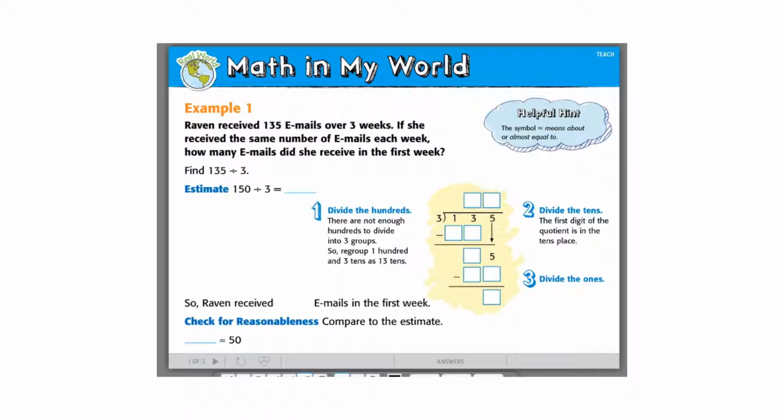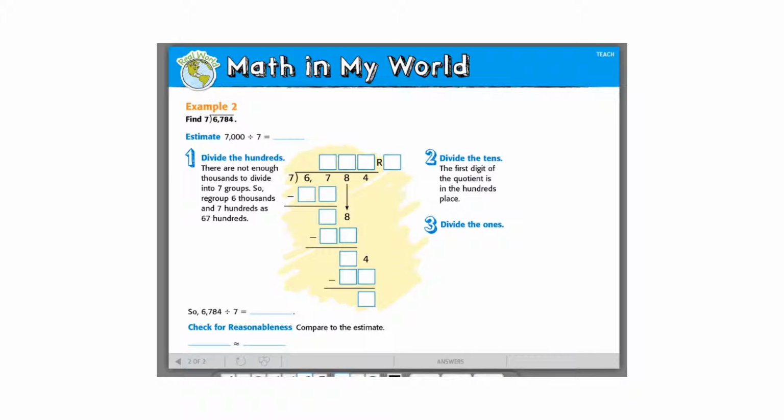Okay, next example. Next page is example number 2. We're going to find 7 divided into 6,784. So they've estimated, rounding the 6,700 up to 7,000 because 7 goes into 7 once, and then I would add the 3 zeros on the end. So my estimate looks like 1,000. Then I'm going to divide the hundreds, and in this case there's not enough hundreds to divide because 7 does not fit into 6. So I'm going to put my placeholder there. Then I'll divide 7 into 67.